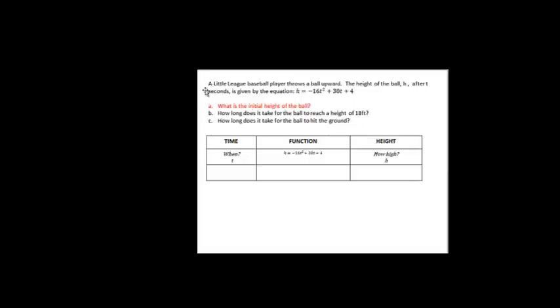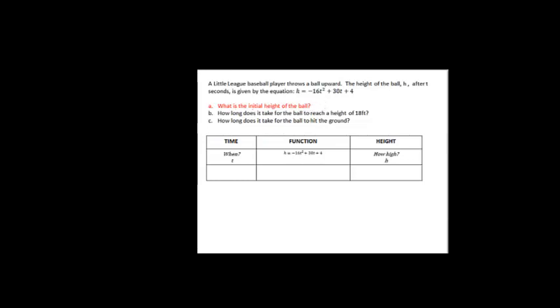We're given a problem where it says the Little League baseball player throws a ball upward. The height of the ball, h, after t seconds, is given by the equation h equals negative 16t squared plus 30t plus 4. It's like the function, that's the recipe for what's going on. Their first question they're asking us is, what is the initial height of the ball?